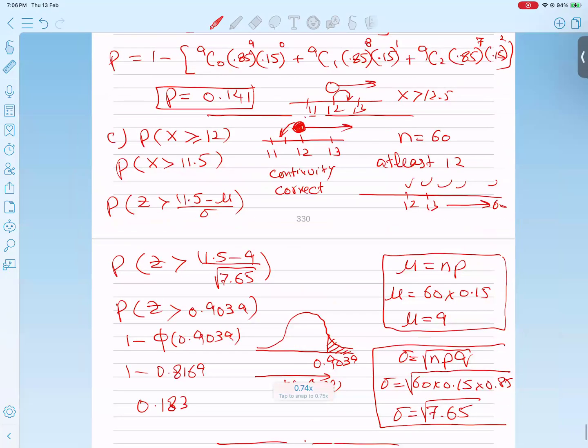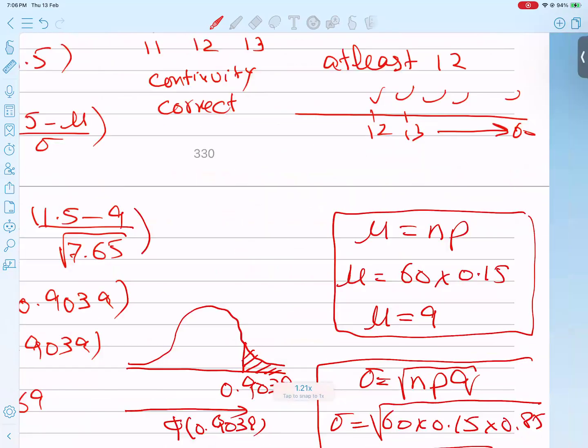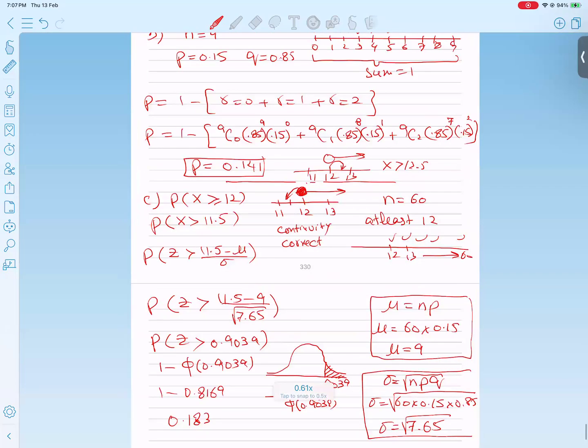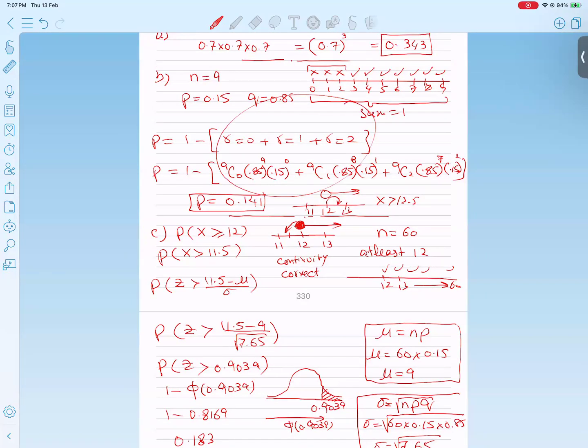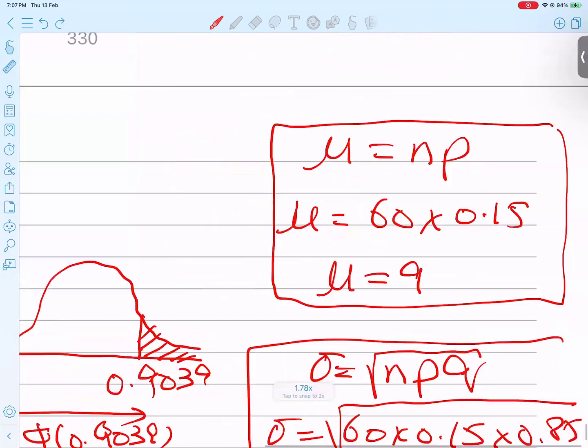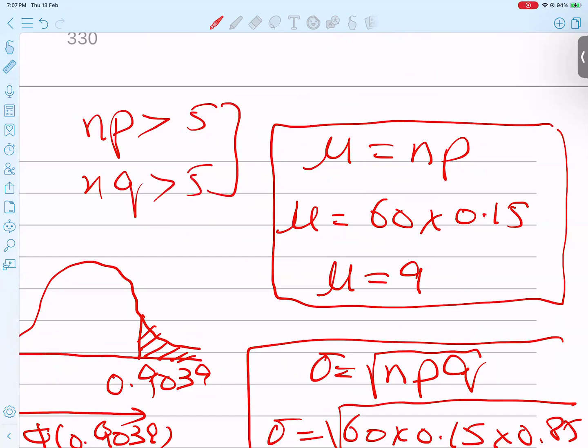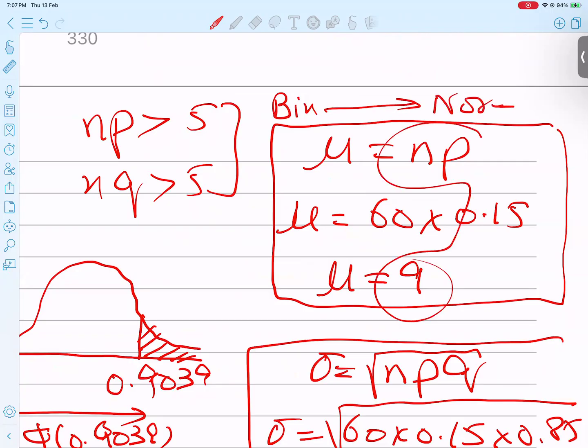Some student may ask me, sir, how do we know whether we go for the binomial formula or the normal formula? Let me tell you. Look here: if the np value is more than or equal to 5, and the nq value is also more than 5, then we have to convert binomial to normal distribution. For example, the np value is coming as 9, and 9 is more than 5, and that is why we go for the normal.